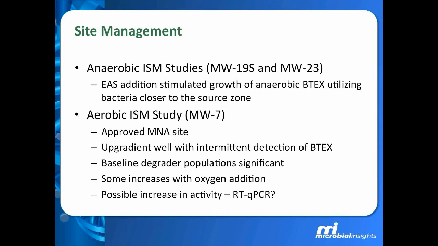So from this study, the assessment of MW19S and 23 close to the source zone showed that the addition of EAS stimulated anaerobic growth of BTEX-utilizing organisms. The study at MW7 showed that baseline degrader populations were already significant, but we still saw increases with the addition of oxygen. We could further evaluate this study and perform it using the active expression of these genes using RNA from the cells rather than the genetic potential as we did here for DNA.